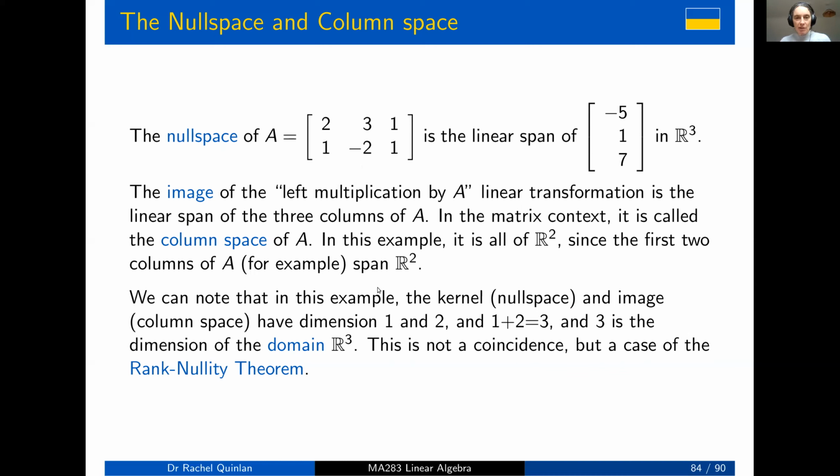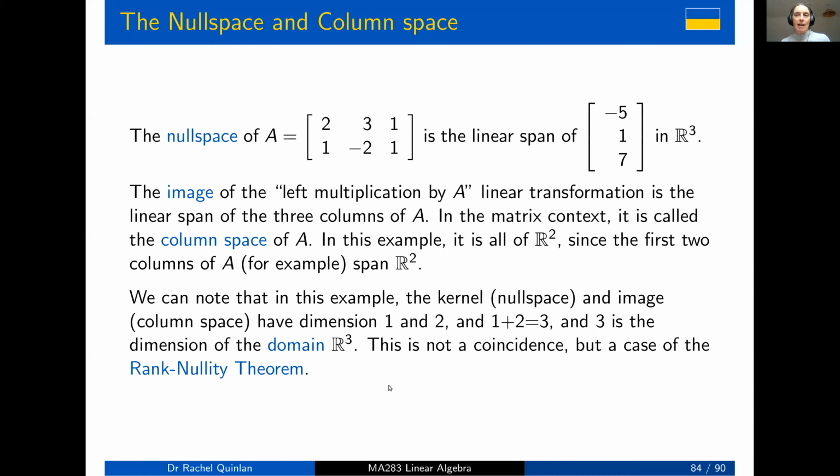And of course, we can observe that the 1, which is the dimension of the null space, and the 2, which is the dimension of the column space or image, add up to 3. And 3 is the dimension of the domain of A, which is the space of all column vectors of length 3, R3. So the fact that the dimension of the kernel and the dimension of the image add together to give us the dimension of the domain is not a coincidence, or an accident of this example. It's a manifestation of the so-called Rank-Nullity Theorem.